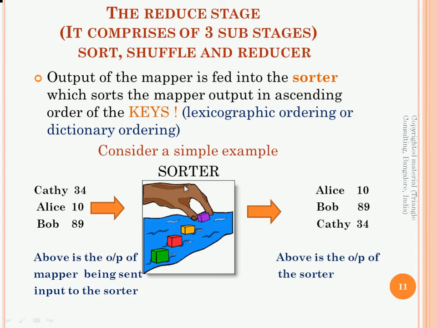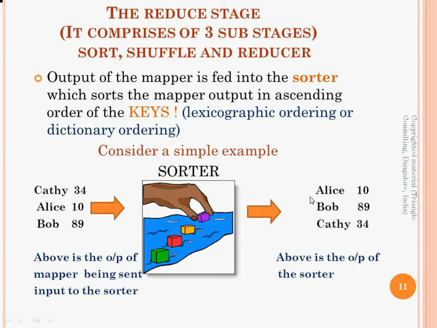If you notice, when Alice gets sorted, the value associated with it automatically stays along with the key itself. So Alice 10 comes on top, Bob 89 is second, and Katie 34 is last. Notice that 10, 89, and 34, the values, are not sorted. It's only the keys that are sorted, and the original values stay with their keys in whatever order the keys are sorted.